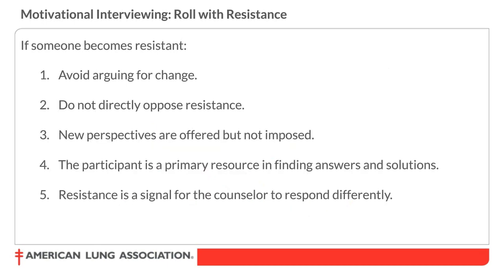When you're rolling with resistance, there are five things that you can do to address the resistance. You want to avoid arguing. Do not directly oppose resistance. Offer new perspectives. Don't impose them. Acknowledge the participant as a primary resource in finding answers and solutions. And understand that resistance is a signal for you as a facilitator to respond differently.